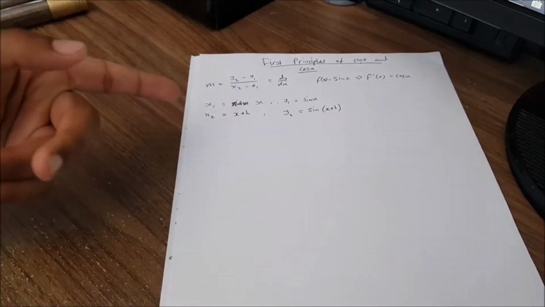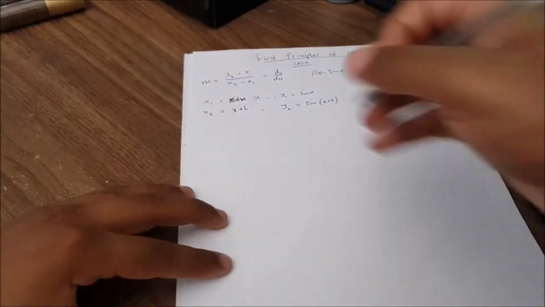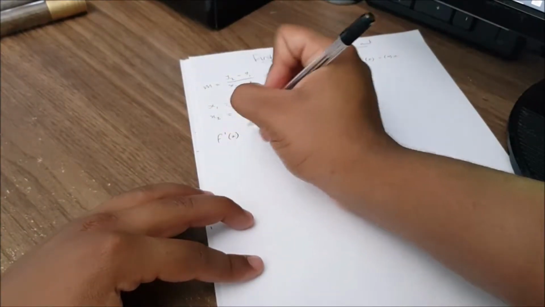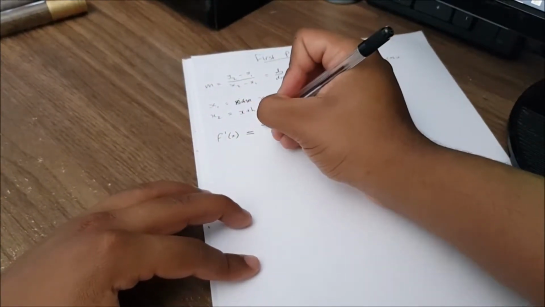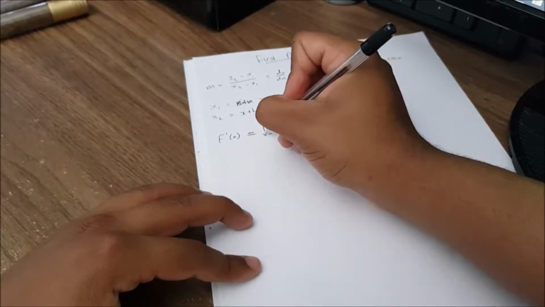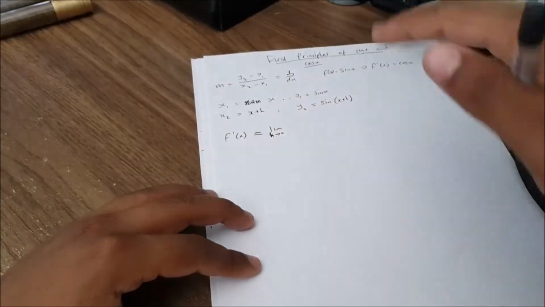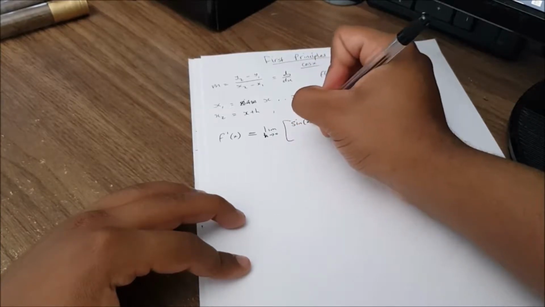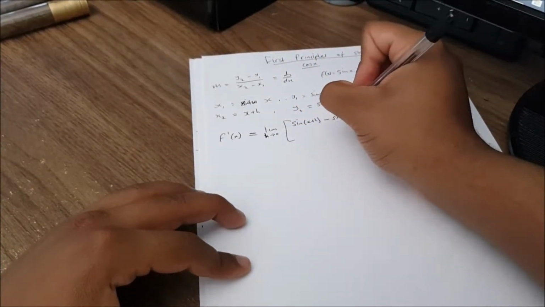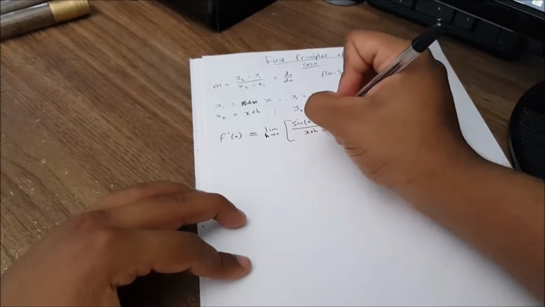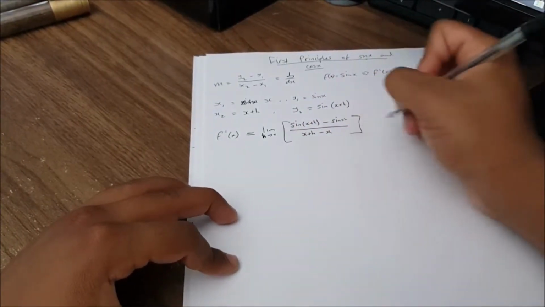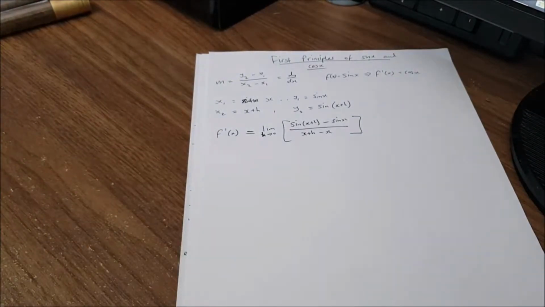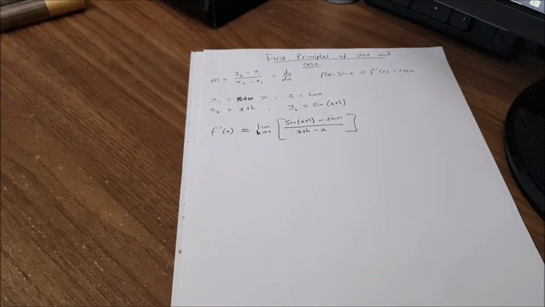Now, if we put everything together and then determine the gradient, we are going to say the limit as h tends to 0, just like in the last episode that we did, of sine (x plus h) minus sine x, all divided by x plus h minus x. That's what we are working with at the moment. Okay, so how are we going to determine this? I shall show you.